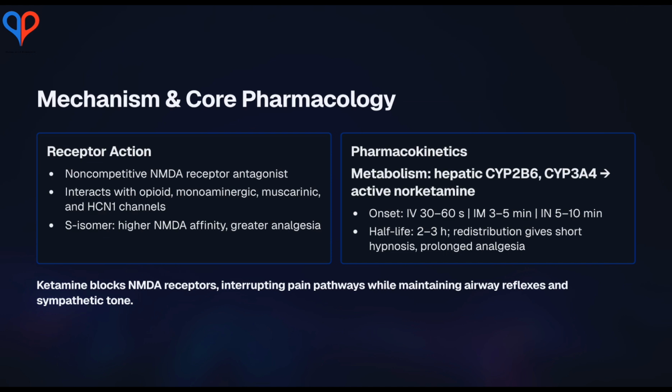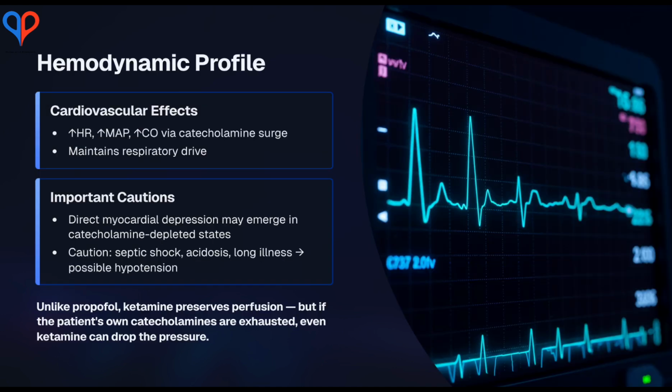CYP2B6 and CYP3A4 to form Norketamine, an active metabolite roughly 1/3 as potent. Onset is rapid, 30 to 60 seconds IV, 3 to 5 minutes IM, and around 10 minutes intranasally. Elimination half-life is roughly 2 to 3 hours, but redistribution explains why hypnosis is short while analgesia persists.